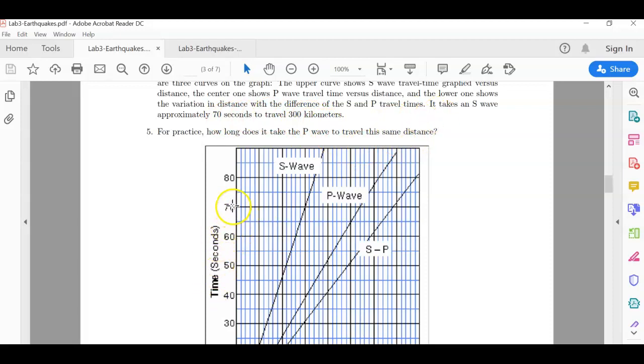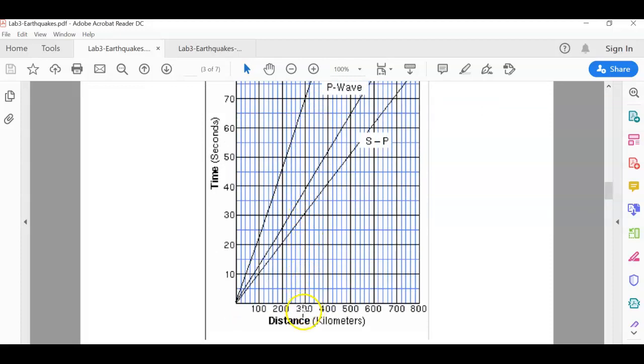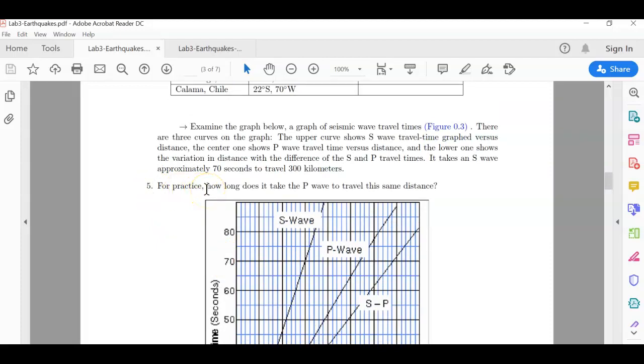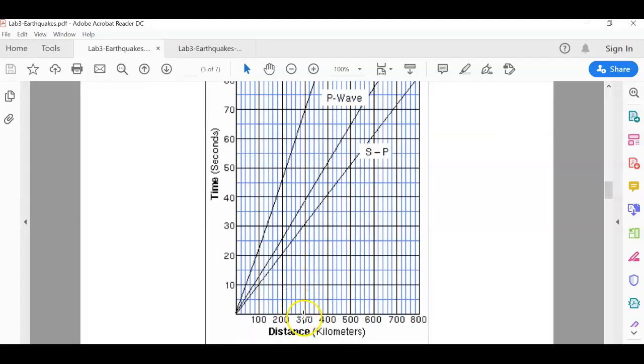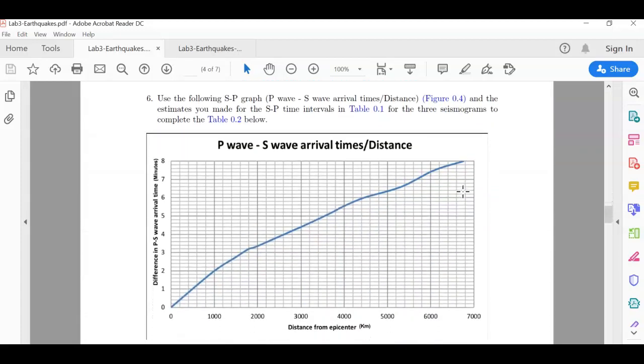70 seconds is right here, and this is the S-wave. So in theory, if I go down to the distance, that should fall under 300 kilometers. Great, makes sense. And then on question number 5, for practice, I ask, how long does it take the P-wave to travel this same distance? Remember, the distance is 300 kilometers, so you find that on the x-axis, and you want to find your P-wave. The P-wave is the second curve. Then you just go to the y-axis and find however many seconds it takes for the wave to arrive. Straightforward.